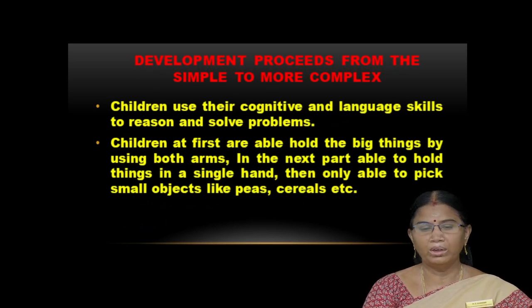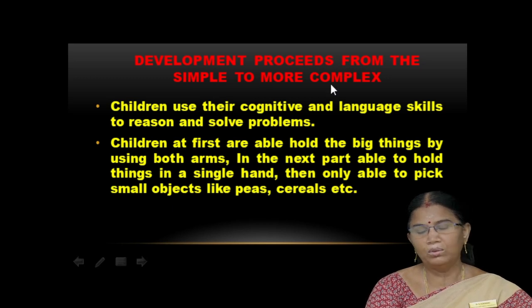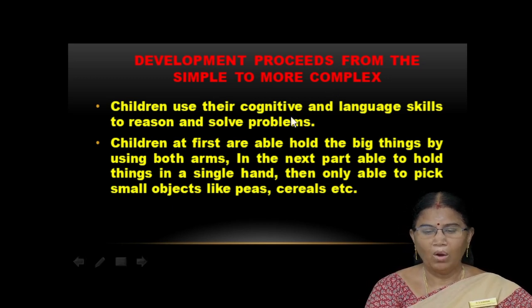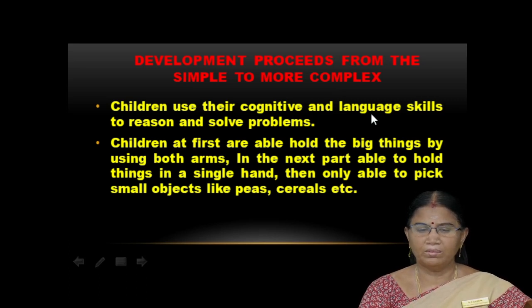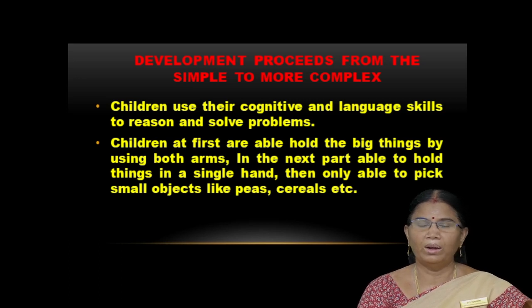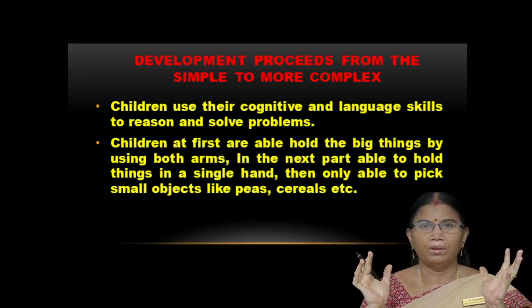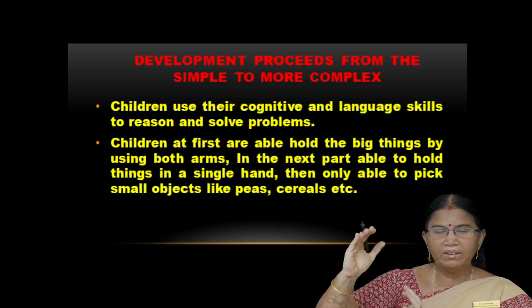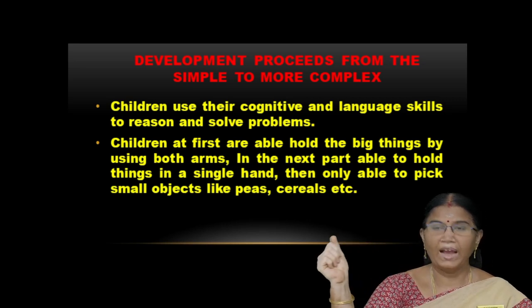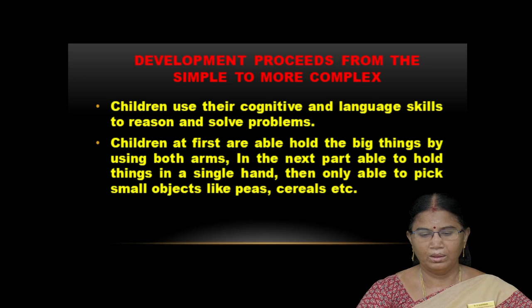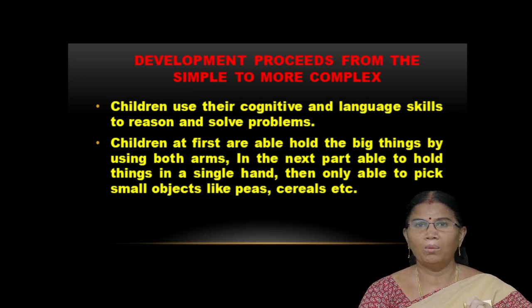Another significant aspect of growth and development is it proceeds from the simple to the more complex. The cognitive skills, language skills, all these things. First, the child may not be in a position to understand, but when the age advances, the child may develop reasoning power, critical thinking power. For example, when you throw a ball to the child, the child might catch that ball by using both hands. It might be very difficult to catch the ball. But when the age advances, the child might catch it easily with a single hand itself. Then the one more example I told, picking out small objects. That also, when the age advances, it might be easy for the child to pick it out.